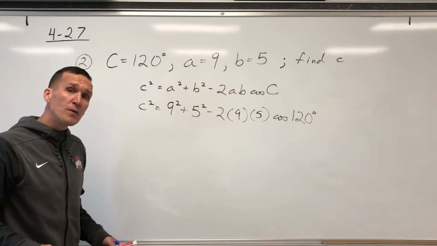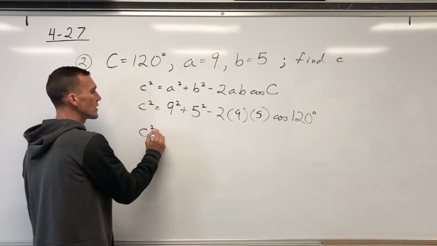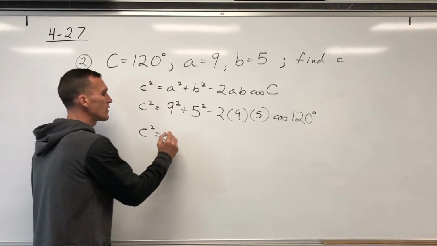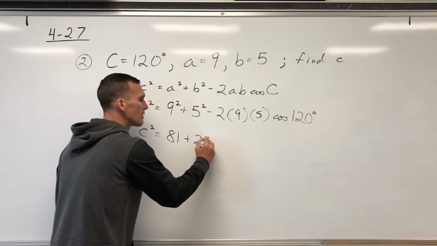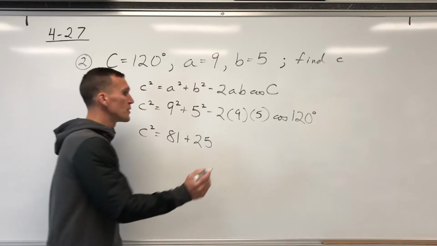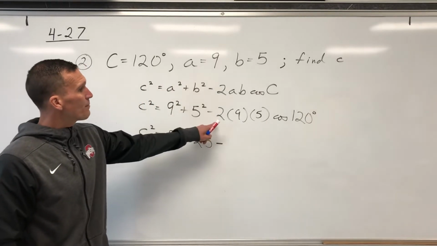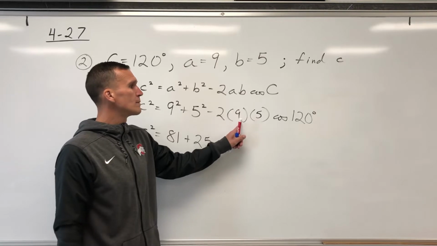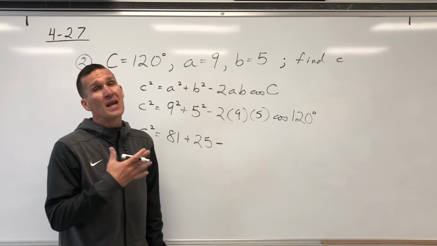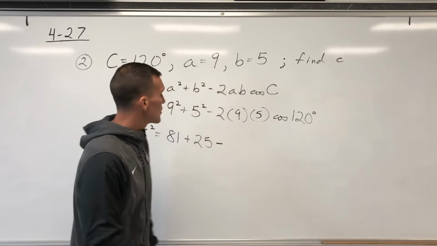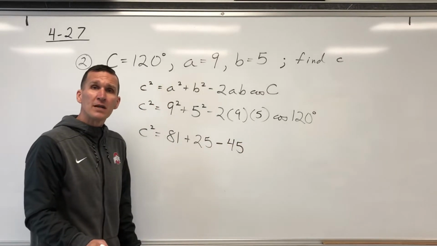Now, if you're not careful in this problem, you can make a mistake, and I'll show you the mistake. I got c squared is equal to 9 squared, in your brain or your calculator, 81, plus 5 squared, 25. Then a lot of people just put the minus symbol down really quick, which is great. I usually do that too. But then they type this in their calculator: 2 times 9 times 5 times the cosine of 120 degrees. When I type that in my calculator, I got negative 45. So people are like, great, it's minus 45. And that would be incorrect.